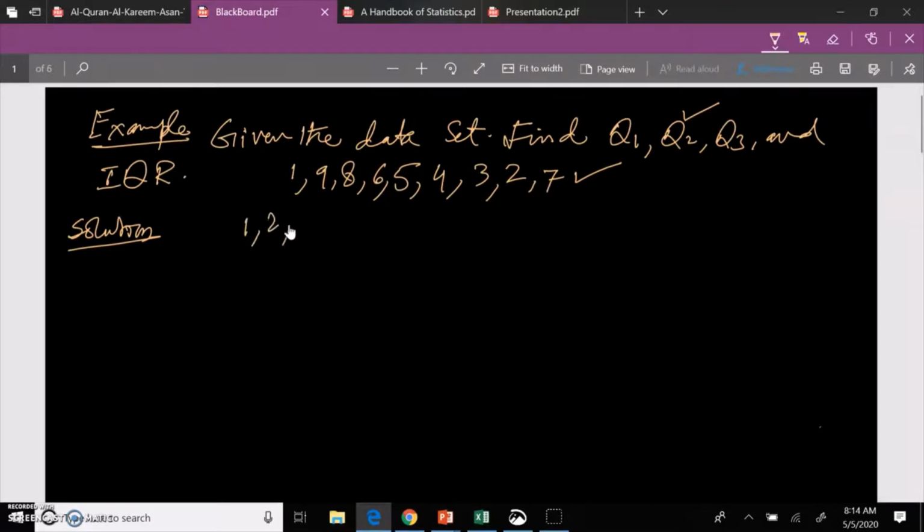It's 1, 2, 3, 4, 5, 6, 7, 8, and 9. This is the data now. It's arranged, right? I have arranged this data. Now there are an odd number of observations. Look at that. 1, 2, 3, 4, 5, 6, 7, 8, 9. These are 9 observations. So what will happen? The value exactly in the middle. This is the value which is exactly in the middle.